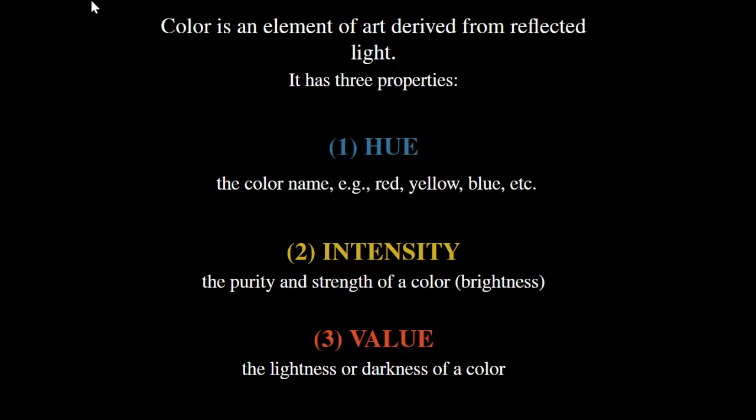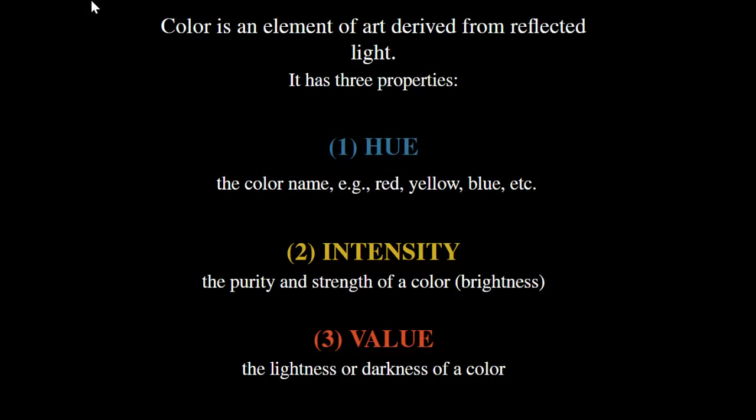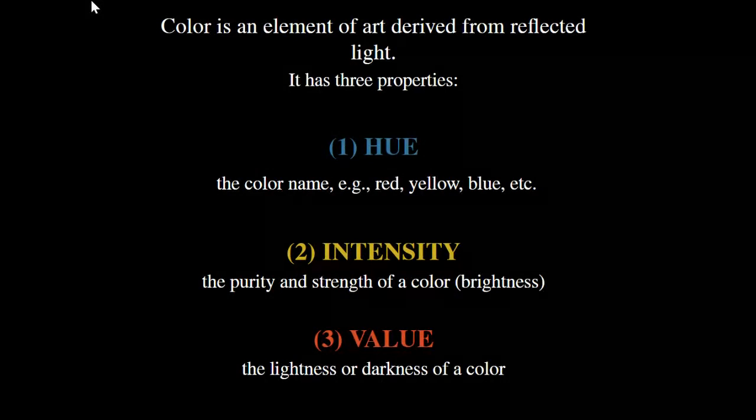Awesome. So basically, color has three properties. The first one is hue. When you say green, blue, red, when you say the name of a color, you're talking about a hue. Cool. I don't think that's on there. The second is intensity. That means the purity and strength of a color.